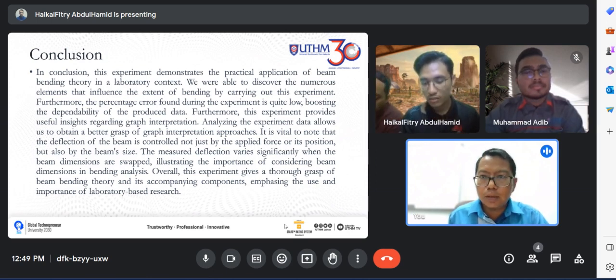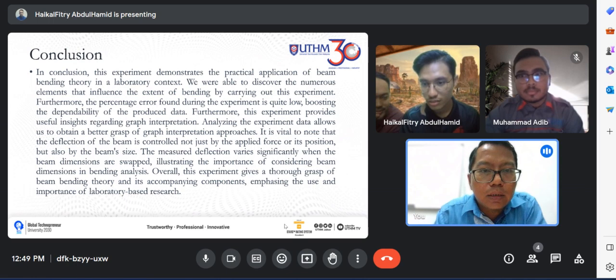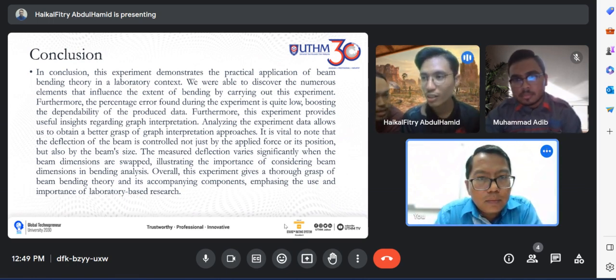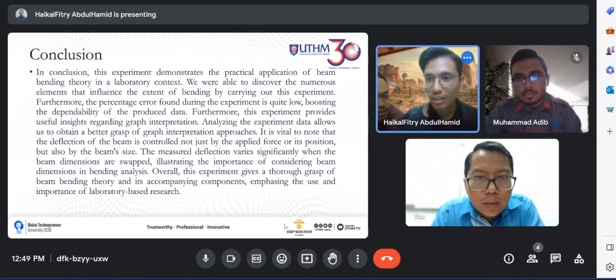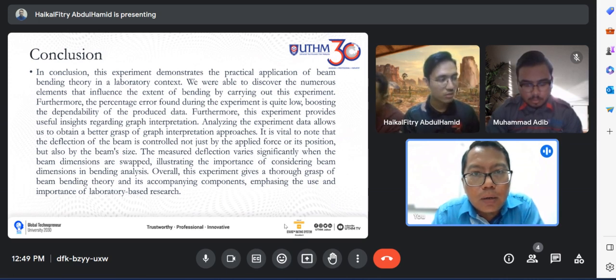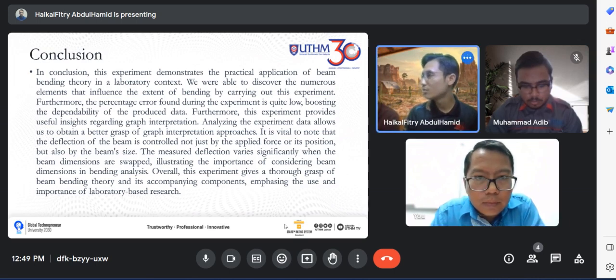The second question is about what do you understand about DOE, design of experiment? Doctor, can you repeat the question? Okay, the second question is regarding DOE, design of experiment. What do you understand about DOE? Design of experiment. BIM gitu lah.